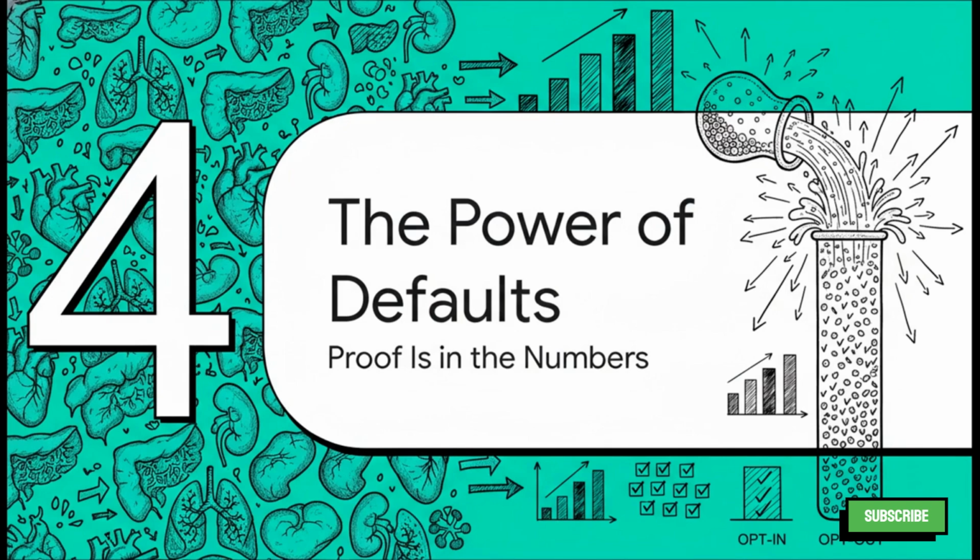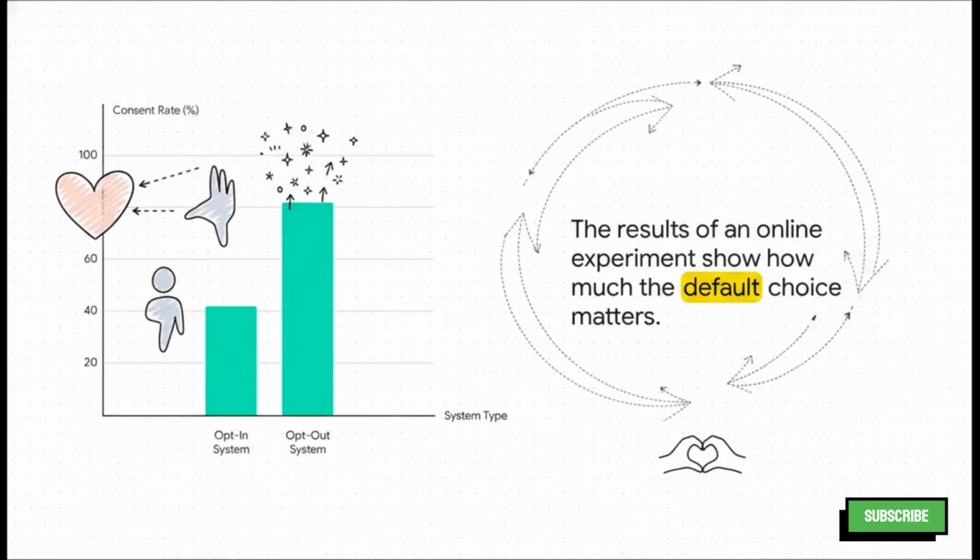But does something as simple as changing the default from opt-in to opt-out actually make a difference in the real world? Well, the data says absolutely yes. An online experiment by researchers Johnson and Goldstein showed this perfectly. When they showed people an opt-in system, only about 42% chose to be donors. But when they just switched the default to opt-out, boom, the consent rate shot up to 82%. They doubled the number of potential donors just by changing one little setting.